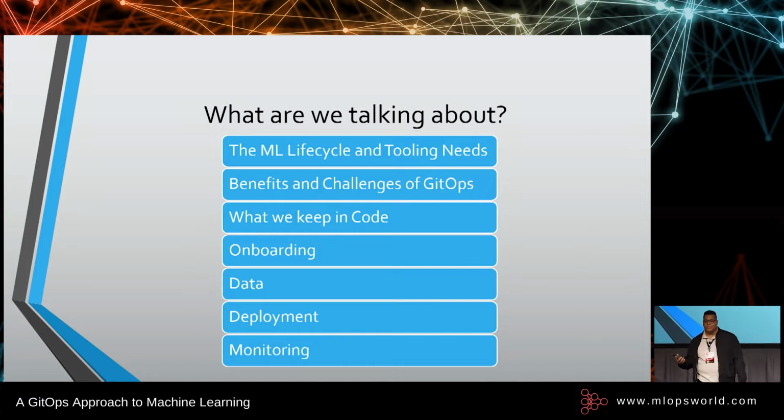So what exactly are we talking about today? Today we're going to go through the ML lifecycle and tooling needs and what they look like at Interos, the benefits and challenges of GitOps, and then we're going to go over what we keep in code, which includes onboarding, data, deployment, and monitoring tools.